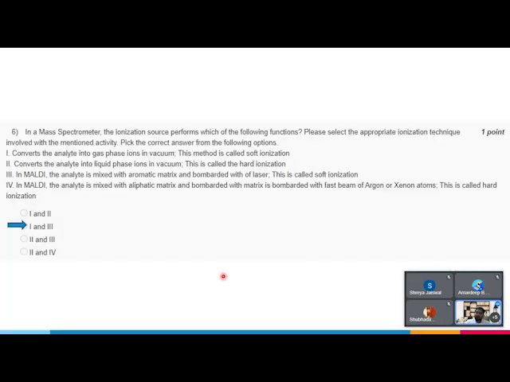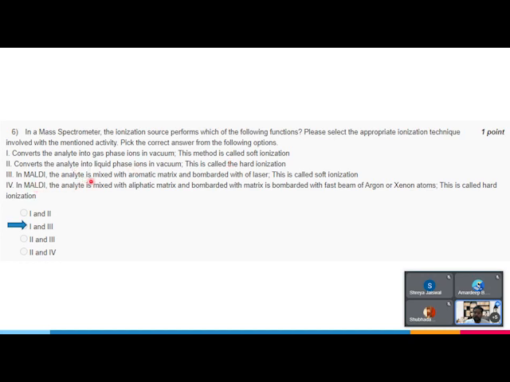Taking all of this together, we are looking at the question again. The first is converts analyte into gas phase ions in vacuum. This is called soft ionization. This is true. Converts analyte into liquid phase ions in vacuum. This is called hard ionization. This is false. Hard ionization is also forming gas phase ions, just with a higher energy, which causes a lot of fragmentation. So number two is false.